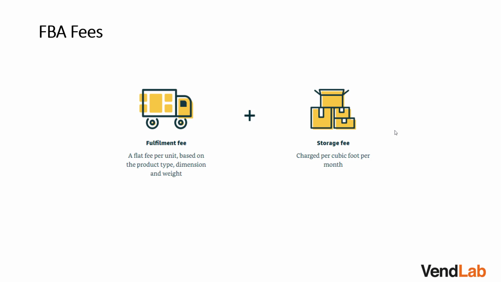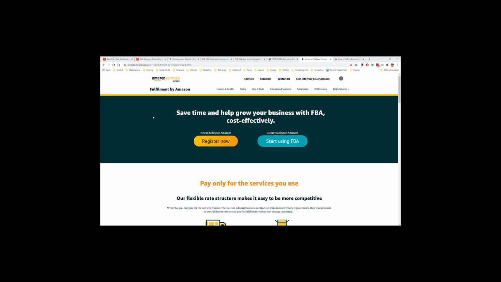For each product in your FBA inventory, there will be a fulfillment fee. This is a flat fee per unit based on the product type, dimension and weight. And there will also be a storage fee. This is charged per cubic foot per month or per meter squared per month based on the number of products you stored. Amazon publishes a rate card for its FBA prices.